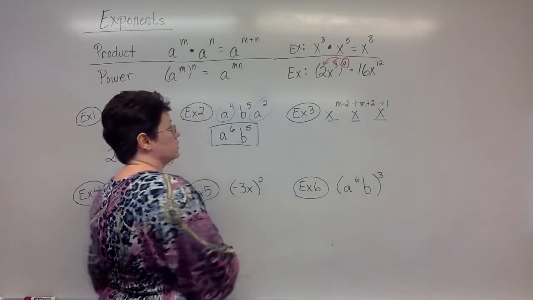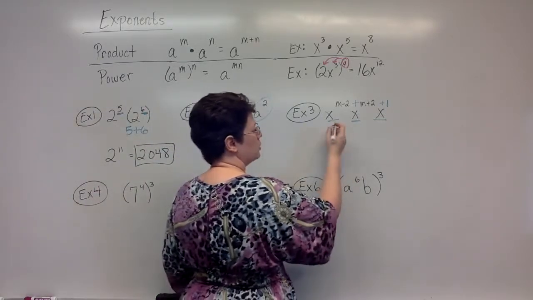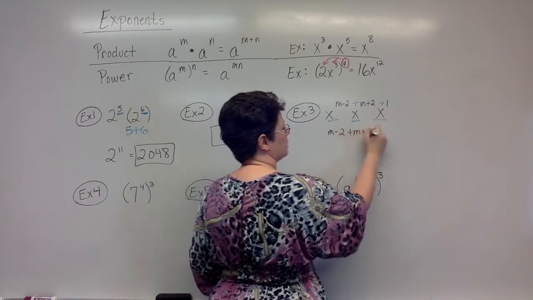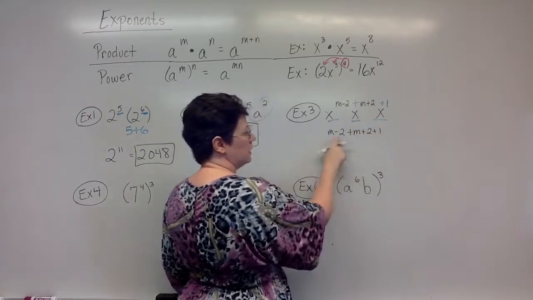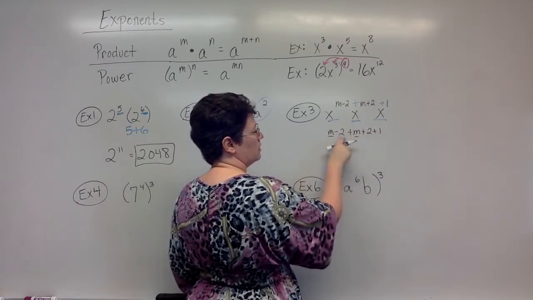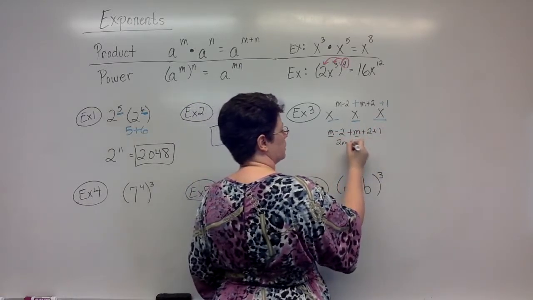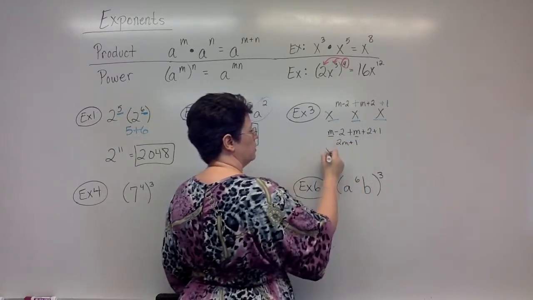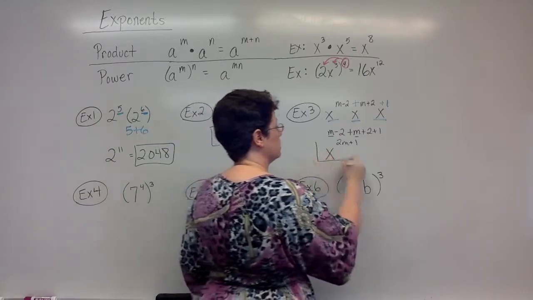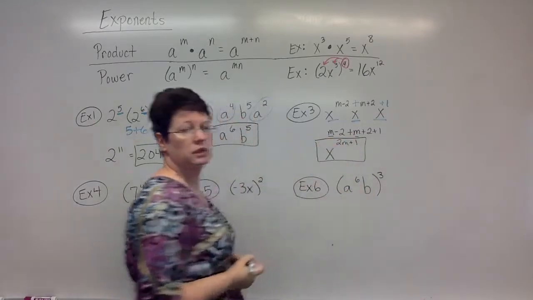Now this is where it gets a little crazy for some folks, right? Well, it's just combining like terms. m minus 2 plus m plus 2 plus 1, right? M's, I have 2 m's. I have negative 2 plus 2 plus 1. So it's just plus 1. You put the x really big, and there's your exponent, 2m plus 1.